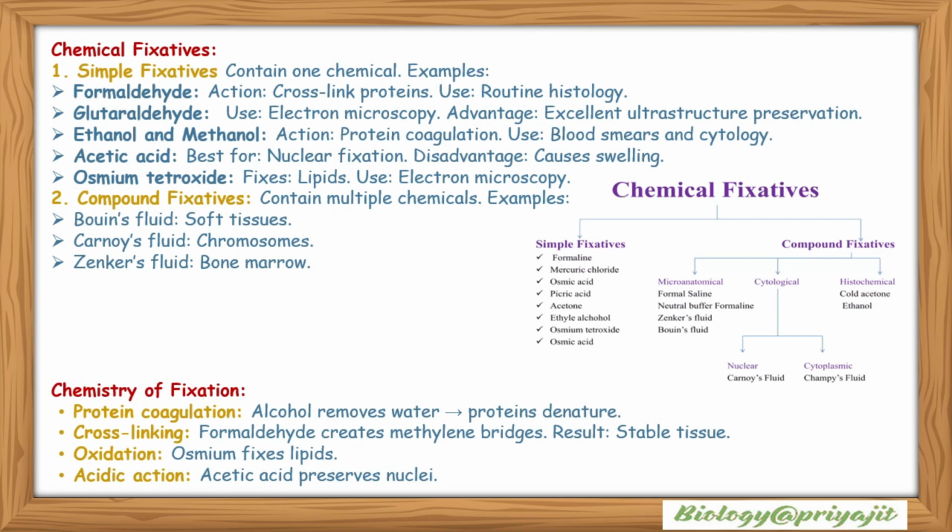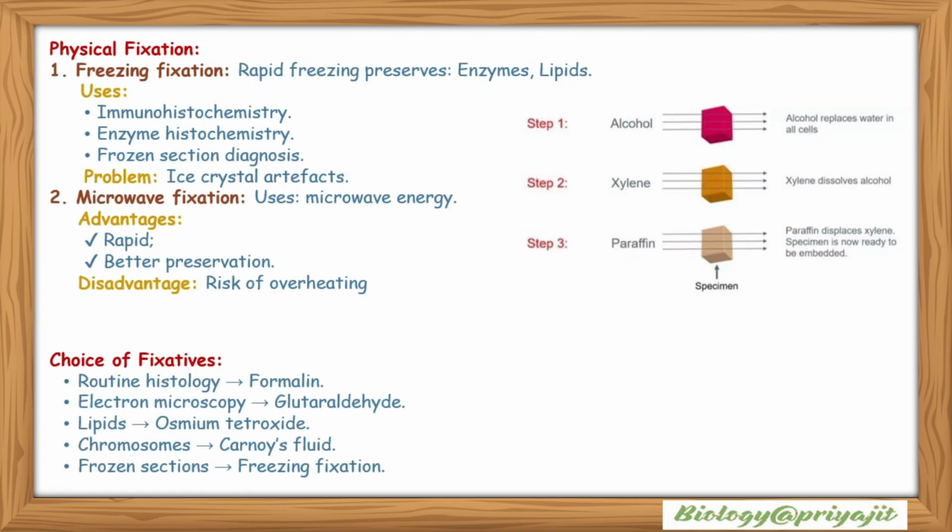Chemistry of fixatives: protein coagulation, alcohol removes water, proteins denature. Cross-linking: formaldehyde creates a methylene bridge which results in stable tissue. Oxidation: osmium tetroxide fixes lipid. Acidic action: acetic acid preserves nuclei. Physical fixation, freezing fixation: rapid freezing preserves enzymes and lipids. It is used in immunohistochemistry, enzyme histochemistry, and frozen section diagnosis. Its problem: ice crystal artifacts. Microwave fixation uses microwave energy. Advantage: it's a rapid procedure and gives better preservation, and its disadvantage is risk of overheating.